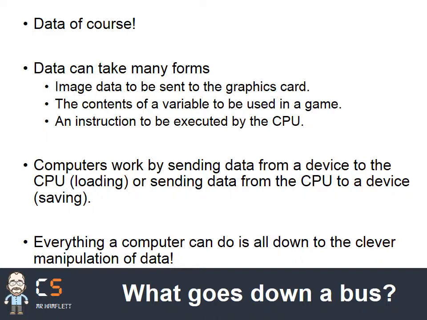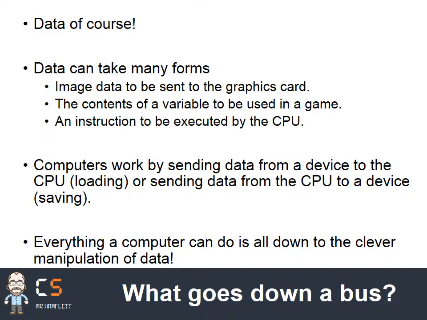So data takes many forms in computer science. It could be image data. So let's say I've got a graphics card and I want to display a picture of a monkey. That's going to be sent through the bus to the graphics card, which will then display it on the monitor. It could be a variable. So let's say I've got a computer game that I'm playing, it's got the high score. That high score is going to be stored in a variable. That variable is most likely going to be stored in RAM somewhere. So the contents of that variable needs to be sent over to RAM, i.e. it's going to go down the bus.